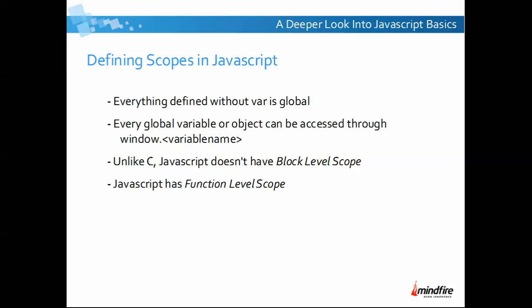And unlike C, even if the semantics are the same, JavaScript does not have block level scope. JavaScript has function level scope. So what does that actually mean?